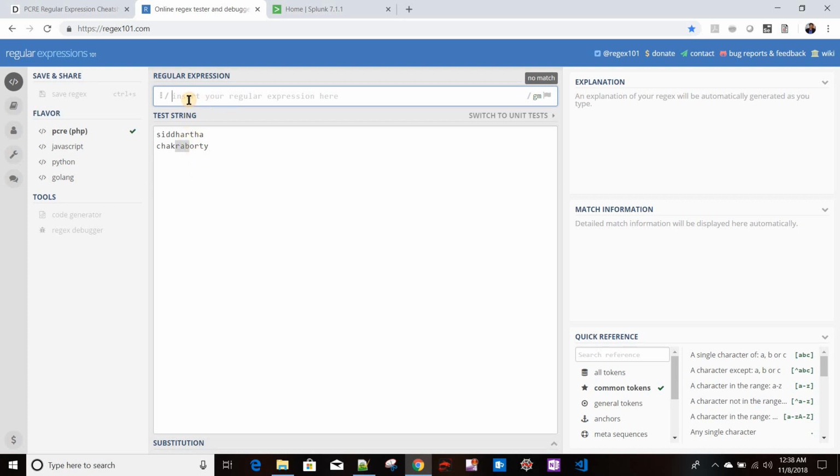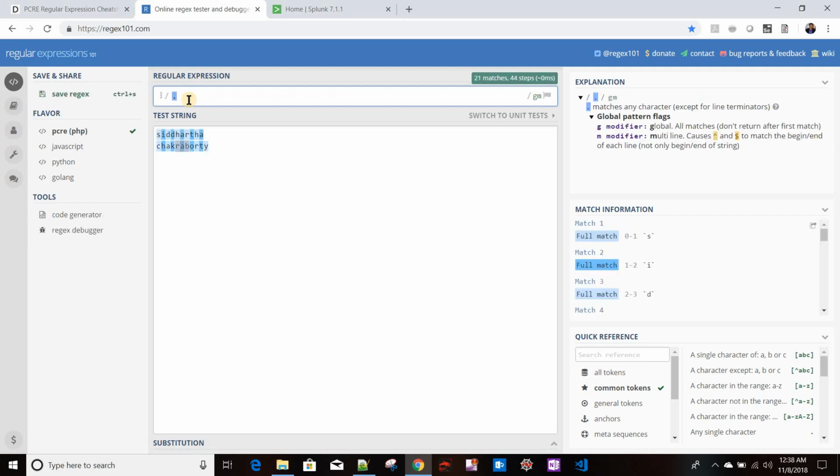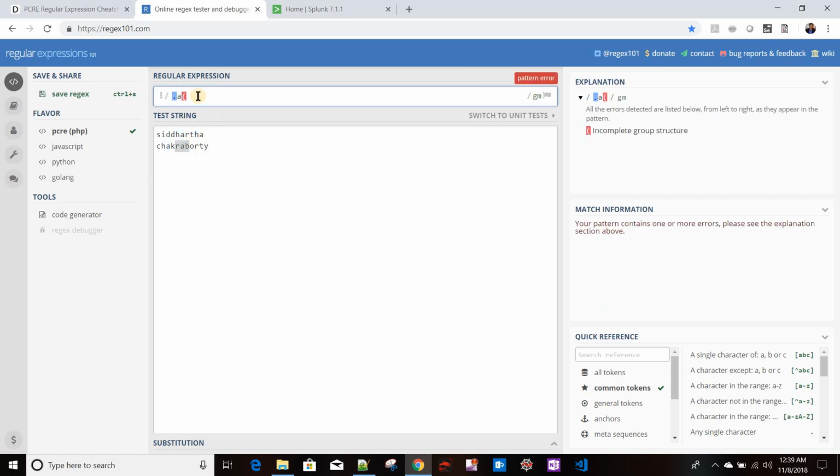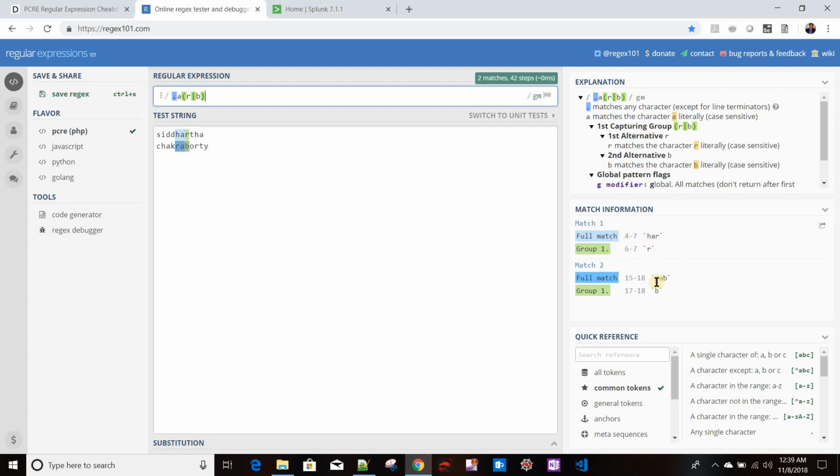Okay, so how will you match? I have a single dot, right? That means it can match any character. Then I have an A after that. If you see, now it is matching this HA as well. Now after A, I want either R or B, to match HAR and RAB, right? So to do that, I will write something like this: R or B. Okay, so if you see, it found the two matches now.